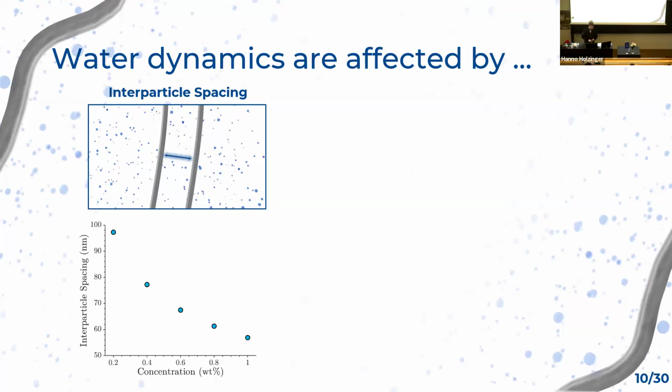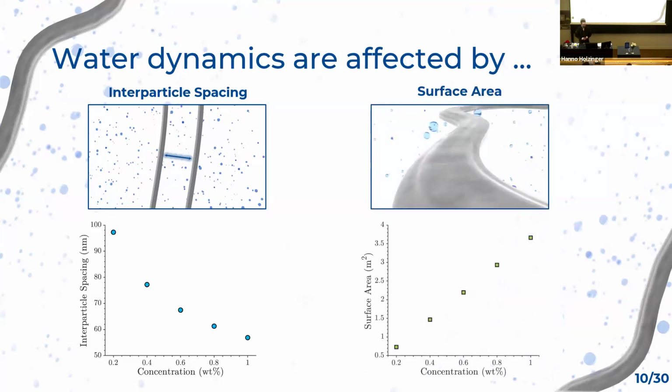The second factor we hypothesized that leads to this decrease is that obviously the more cellulose we add, the bigger also the surface area gets that's available to interact with the water inside these dispersions. In our case here, by a factor of 5, hindering the water mobility further.